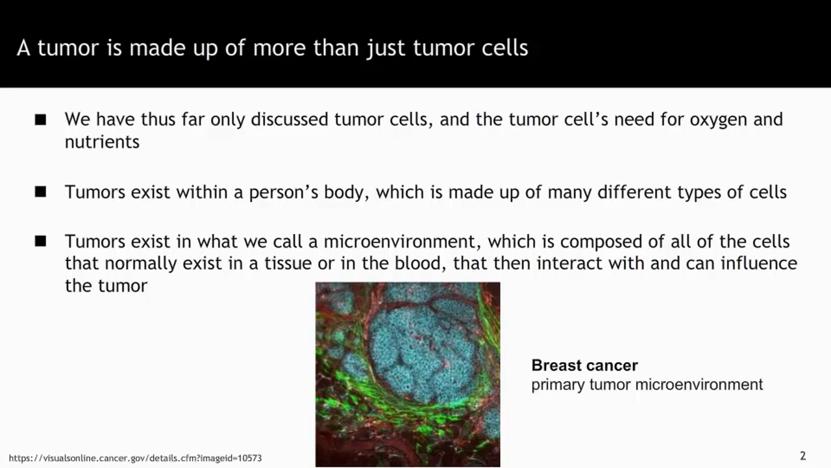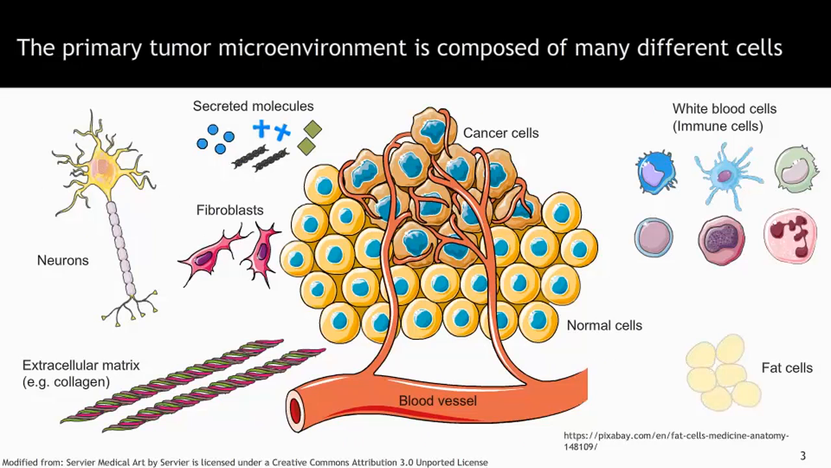If one stops and thinks about it, this makes sense. A tumor does not exist alone, but within a person's body. And the body is made out of trillions of cells and many different types of cells. So it stands to reason that cancer cells come into contact with all kinds of cells, and that these other cells may influence the cancer's ability to grow and metastasize. So a tumor is really composed of all these types of cells and more.